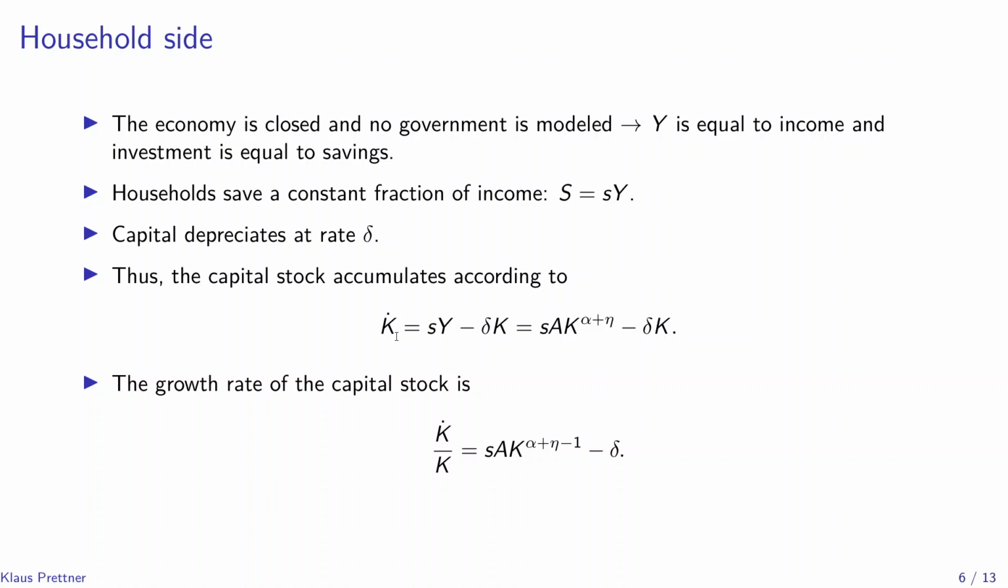And now the growth rate of capital is the capital accumulation equation divided by K. We see then a lot drops out here, so K drops out here. Then here we get in the exponent alpha plus eta but minus 1, and we get the growth rate of capital on the left-hand side.